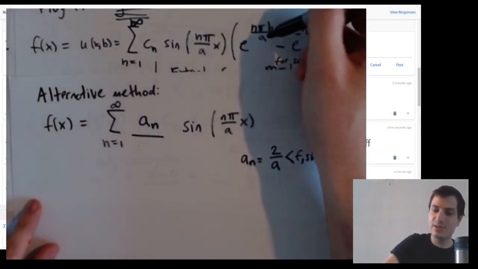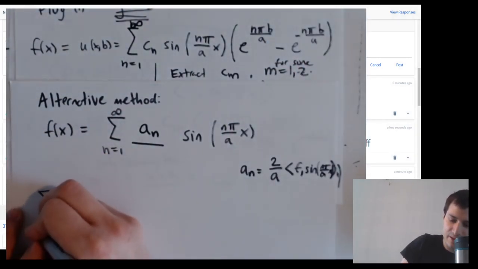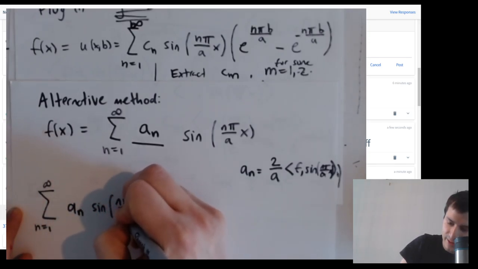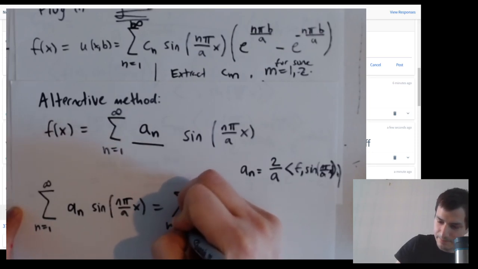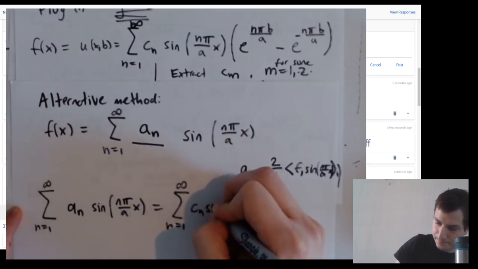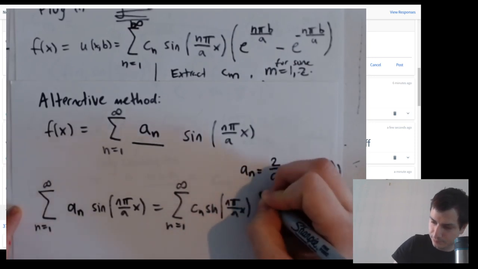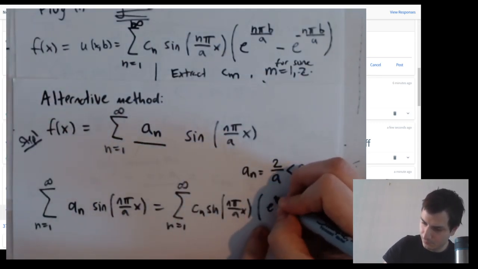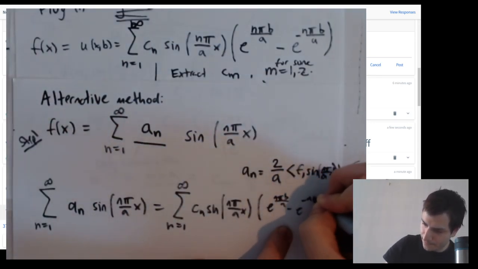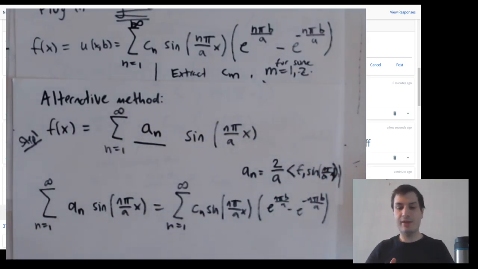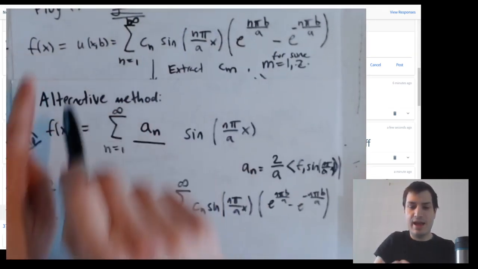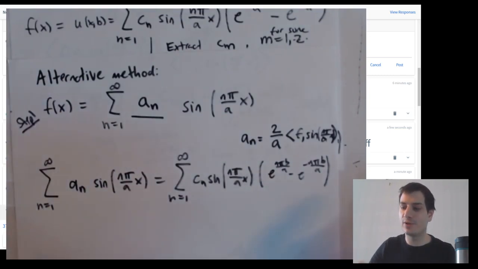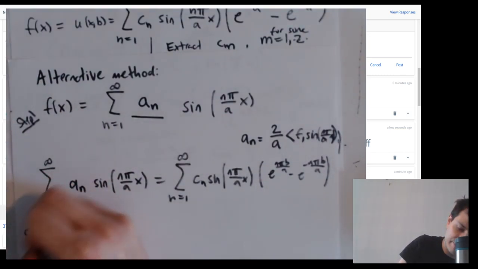And so once you have that, then this equation up here says that the sum from n equals 1 to infinity of a_n times the sine of n pi over a x is equal to this sum. So this was step one. Okay, so f was this thing, f is also this thing. These two things are equal, and now you can equate the coefficients. So step two is equate the coefficients.